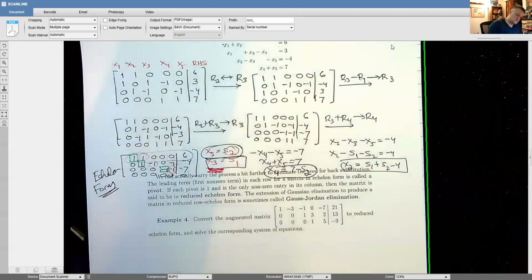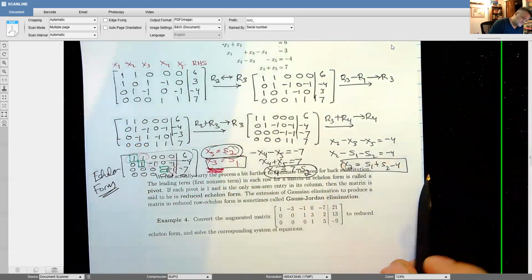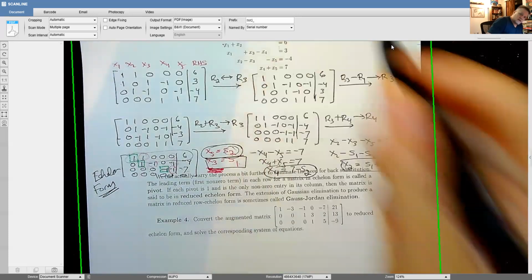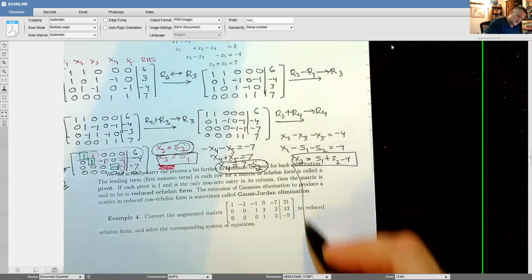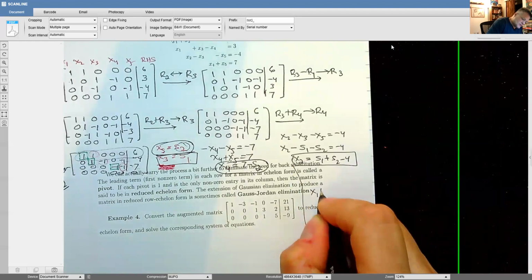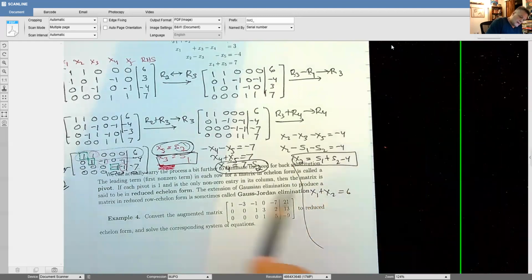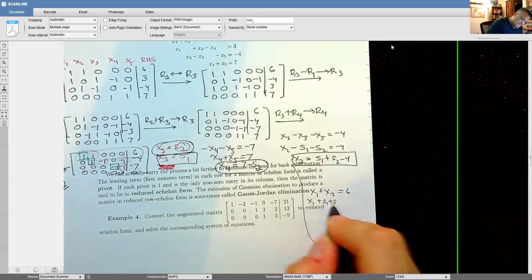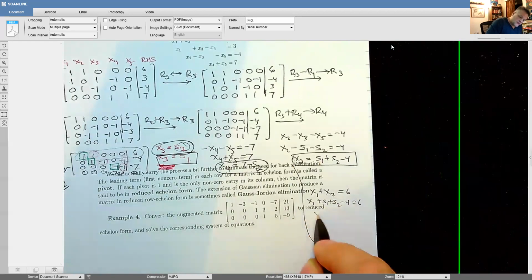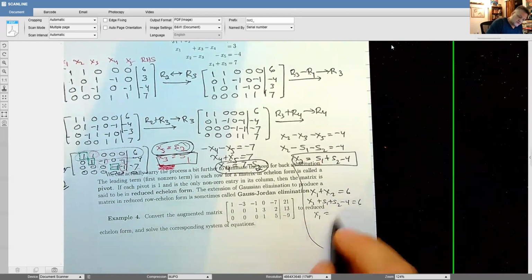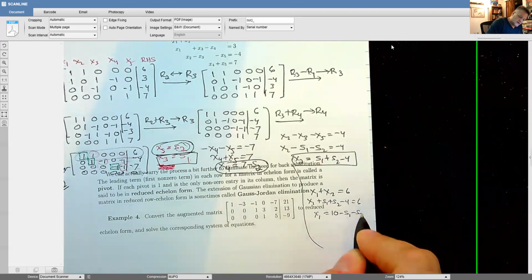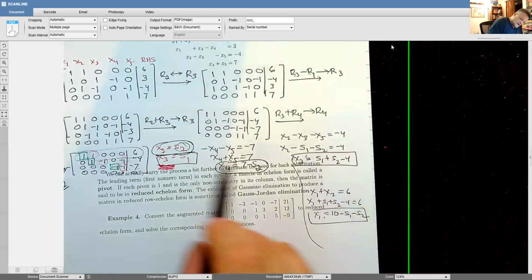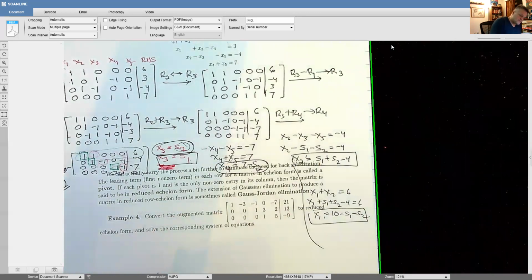And then up here, I'm going to go backwards and plug everything I know in there. Here, x1 plus x2 is equal to 6. I don't know what x1 is, but I do know what x2 is. And then I'm going to subtract all that from the other side. So I get 10 minus s1 minus s2. There's your x1.